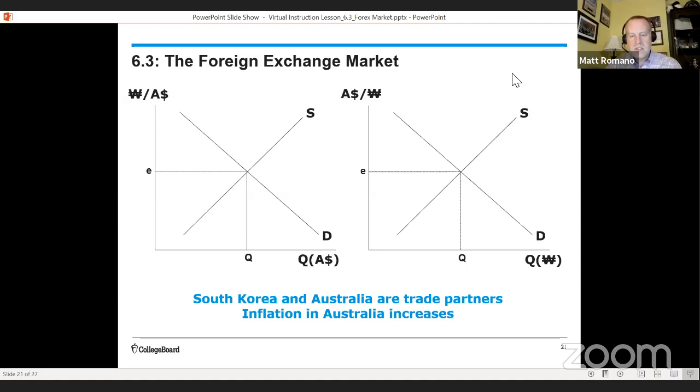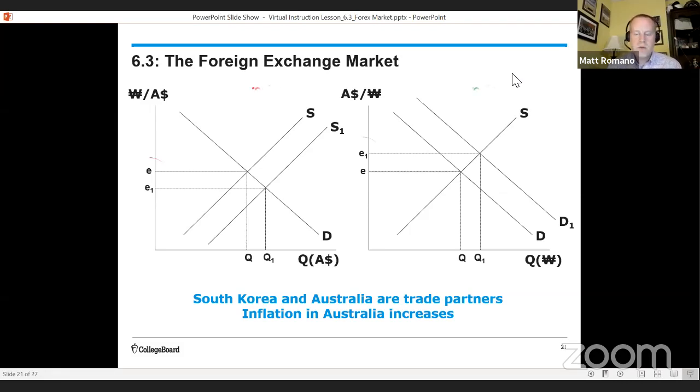If this is the case, where would you like to purchase goods? Well, I'd rather go where the inflation isn't so high. So that increase in inflation in Australia is going to lead people to want to purchase goods in Korea. That's going to increase demand for the Korean won. You're going to see an increase in the supply of Australian dollars as you're exchanging dollars for won. And as a result of those two changes, the Australian dollar would depreciate, the Korean won would appreciate.